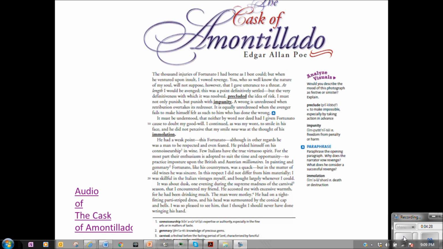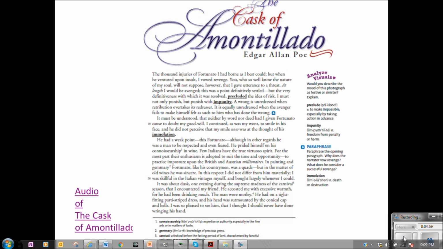Few Italians have the true virtuoso spirit. For the most part, their enthusiasm is adopted to suit the time and opportunity, to practice imposture upon the British and Austrian millionaires. In paintings and gemmery, Fortunato, like his countrymen, was a quack, but in the matter of old wines, he was sincere. In this respect, I did not differ from him materially. I was skillful in the Italian vintages myself, and bought largely whenever I could.